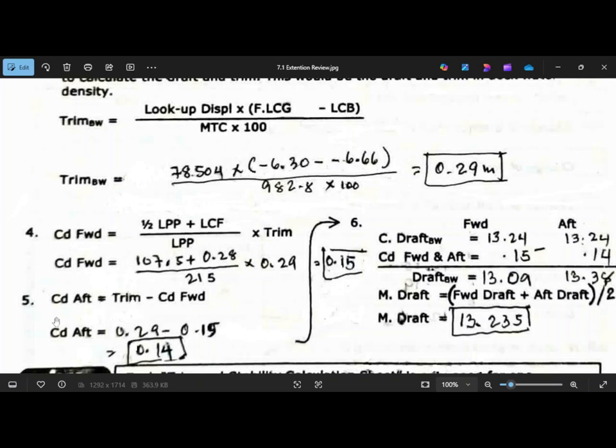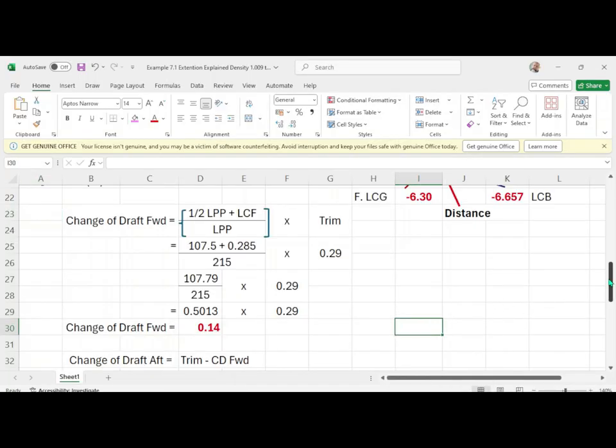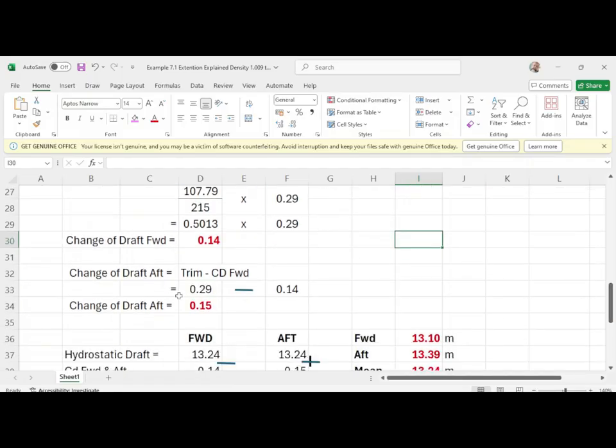Okay, then we will find the change of drop up, which is your trim 0.29 minus your change of drop forward, which is 0.14, which is the same here. Change of drop up is trim, which is 0.29 minus your change of drop forward, which is 0.14, so 0.29 minus 0.14, the change of drop up will be 0.15. So now you have your change of drop forward and change of drop up.